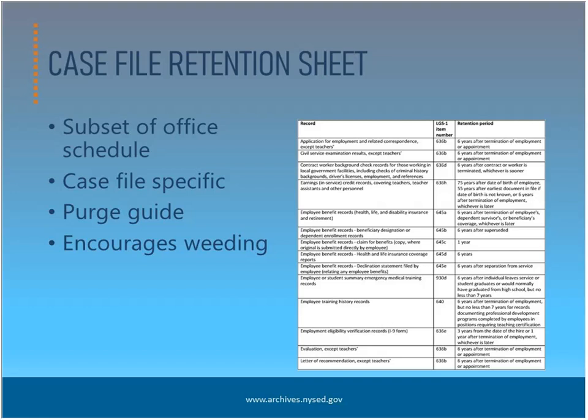In this example, some records have short retention periods, like 1 or 6 years. Many need to be kept for 6 years after the person leaves the organization, and one must be kept longer. So you could read the 1 to 6 year records as needed, or you could keep everything in the file and start the 6-year retention period when the person leaves the organization, and then use the case file retention sheet to weed everything but the longer term record.